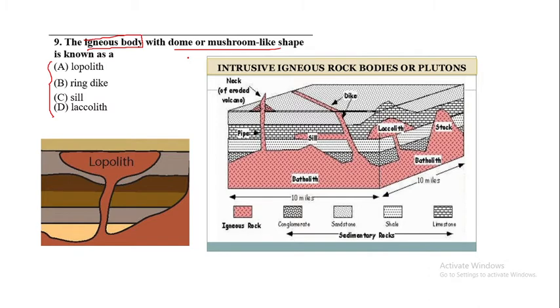Yes, so now here you can see various intrusive igneous bodies or plutons. First, the batholith is present here. Here you can see a sill. Here it is expressed as a dike. Here you can see the laccolith. Here is the stock, and the entire area here is batholith. So these are the various intrusive bodies.